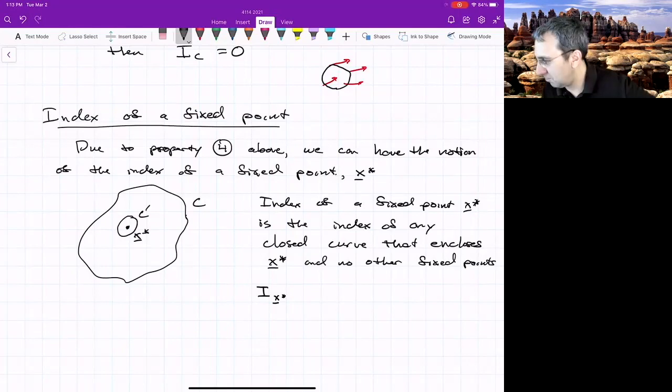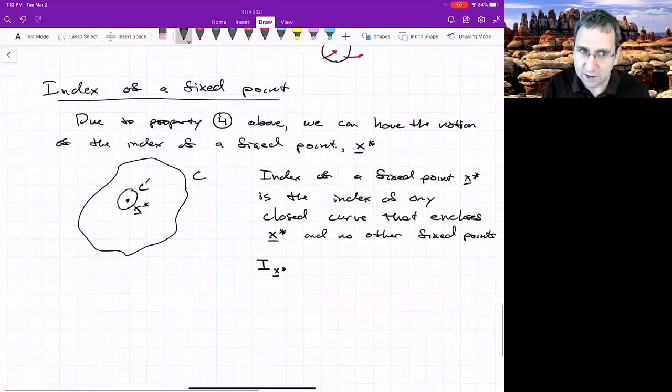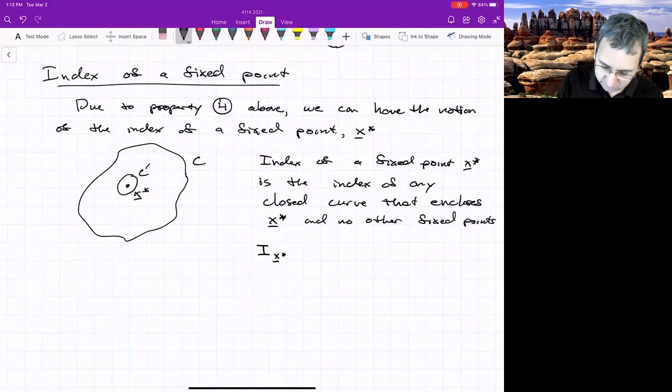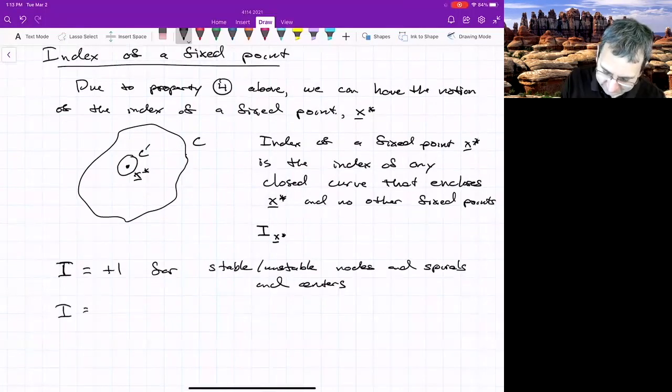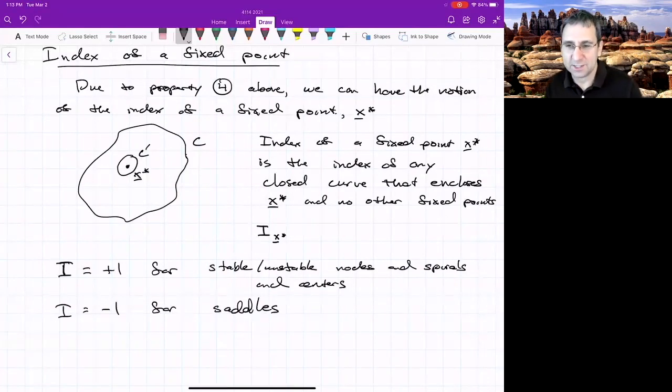We could then find the index of various fixed points that we've talked about. We've talked about stable nodes, stable spirals, unstable nodes, unstable spirals, centers. It's going to be a lot like things that we've already calculated above, so I could just summarize it for you. The index equals +1 for stable and unstable nodes and spirals and centers. The index equals -1 for saddles. So it sort of makes saddles stand out as a totally different kind of thing compared to these others.